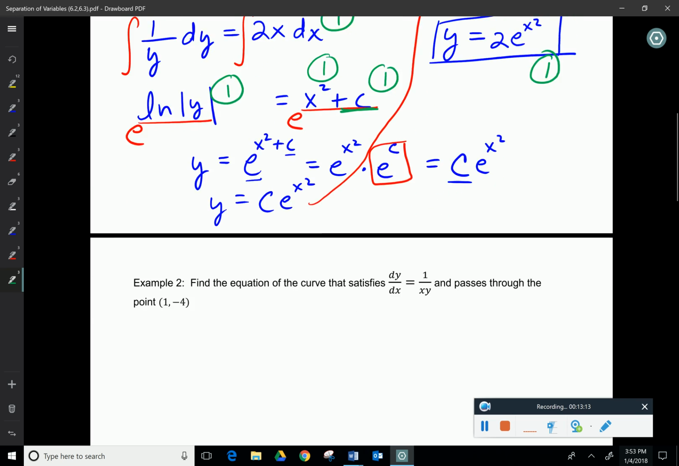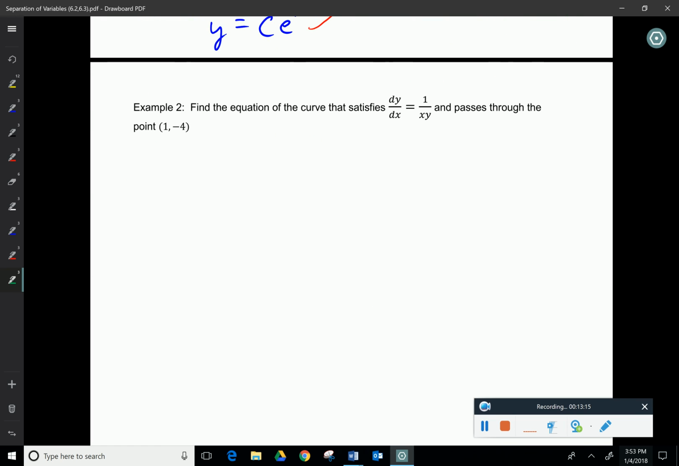Okay, so let's go on to another example. So find the equation of the curve. Okay, it doesn't say find the particular solution. Find the equation of the curve that satisfies this derivative equals 1 over xy and passes through this point.